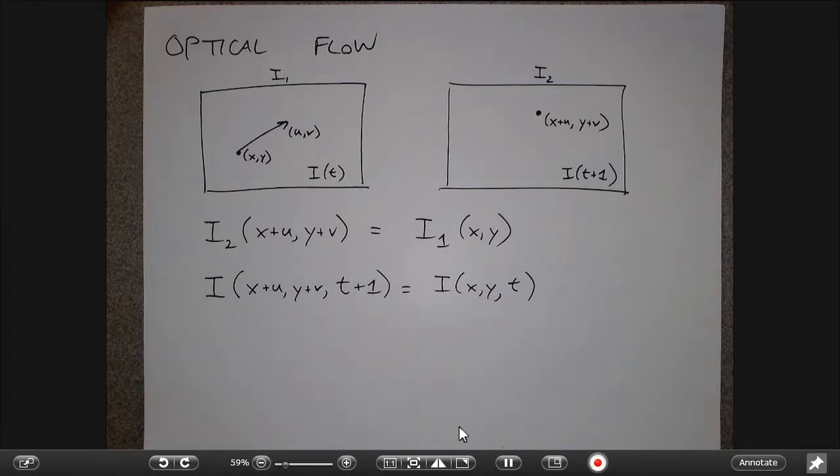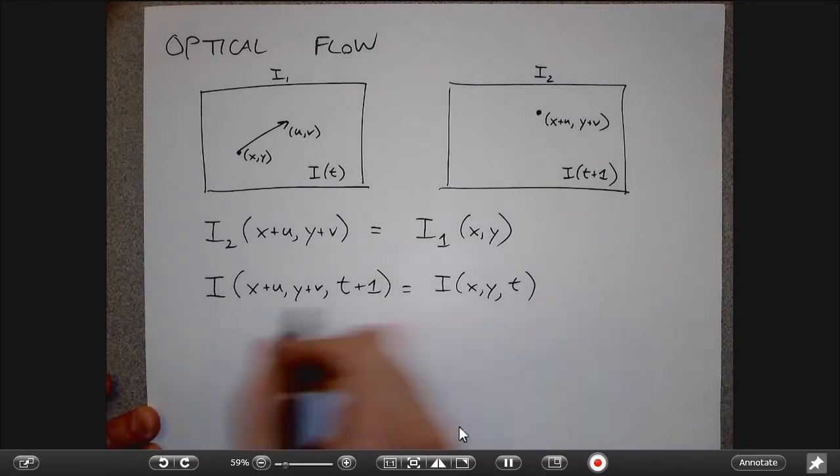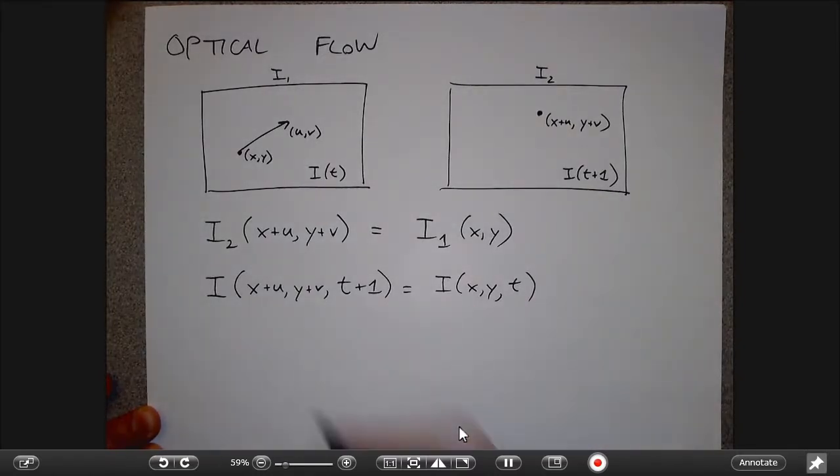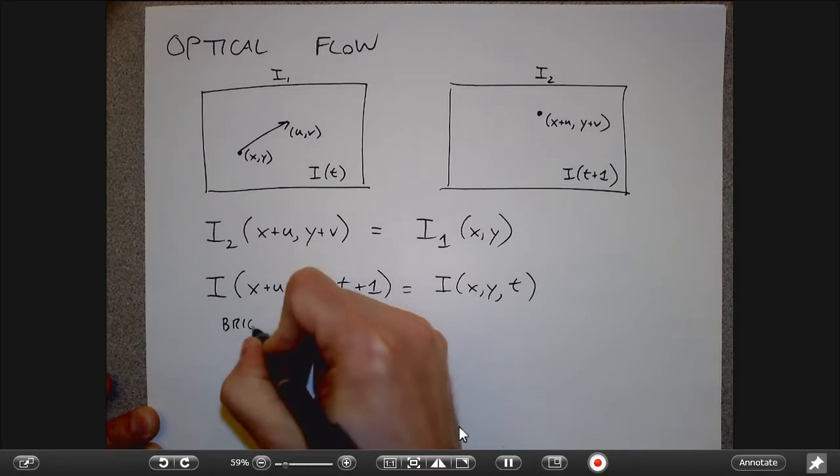For right now, we're going to assume that we are just estimating this vector (u, v) at every pixel, and that's the story. And so this here is the key assumption that we make in optical flow. This is called the brightness constancy assumption.